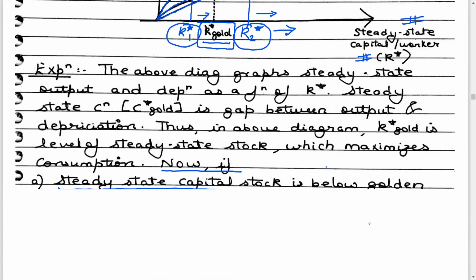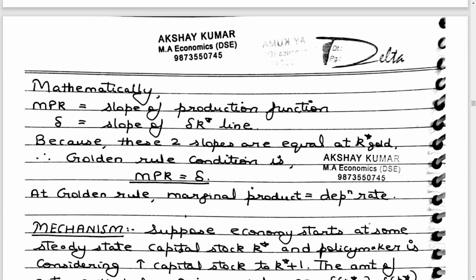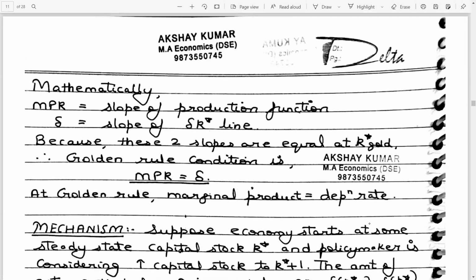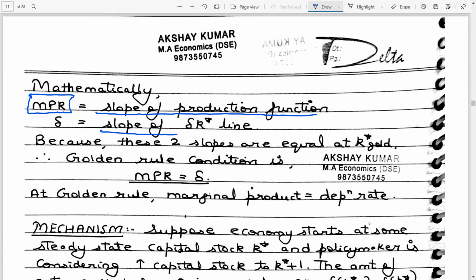Now guys, what is the slope of the production function? The slope of the production function is nothing but the marginal productivity of capital stock per worker. We had done this in the previous lecture of the Solow model. MPK denotes the slope of the production function, the marginal productivity of capital stock per worker, and the slope of the delta K star line is delta.